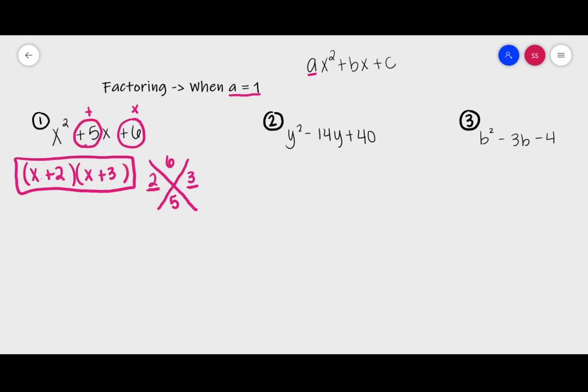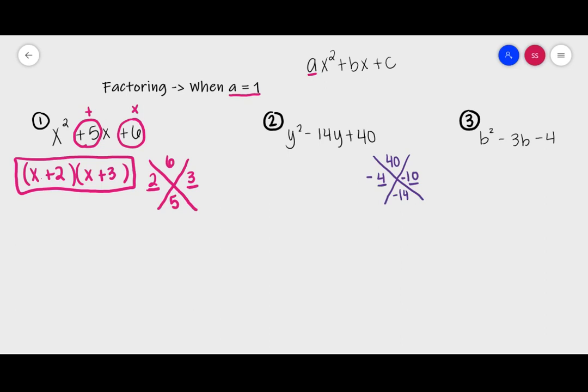Y squared minus 14y plus 40. So what multiplies to 40 and adds to negative 14? The first thing I think of that multiplies to 40 is 4 times 10. 4 times 10 is 40. 4 plus 10, that's not negative 14, but it's super close. If it was a negative 4 and a negative 10, that would be negative 14.